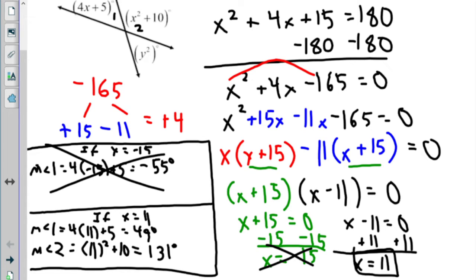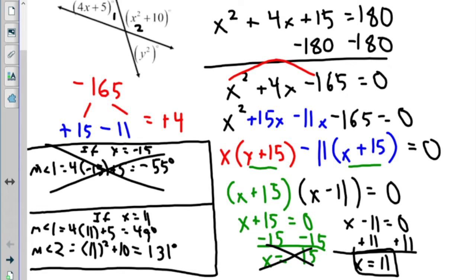So set each piece equal to 0 and solve, and you get negative 15, which gives you negative measurements, so it doesn't work. And you have positive 11, which gives you positive measurements, and it does work. Remember that we don't care about the answer for x being negative, we care about the measurements being negative. If the measurements are negative, then it doesn't work.